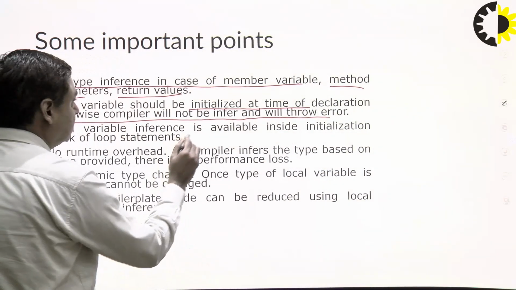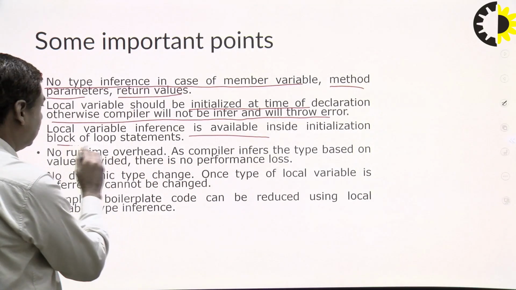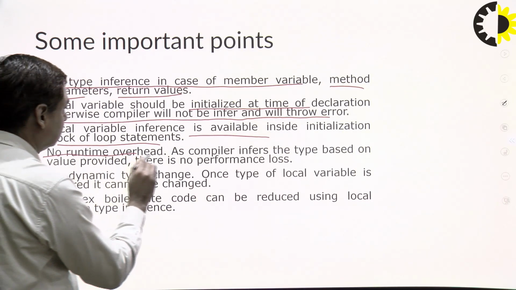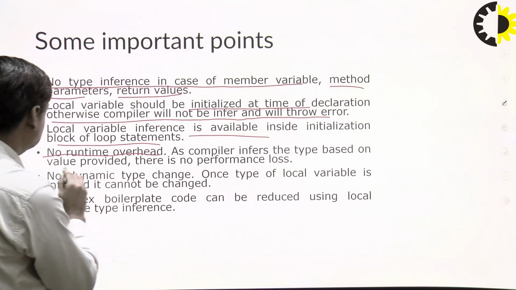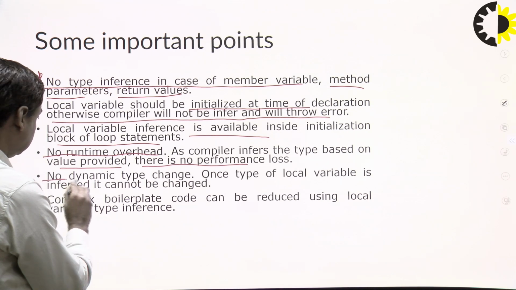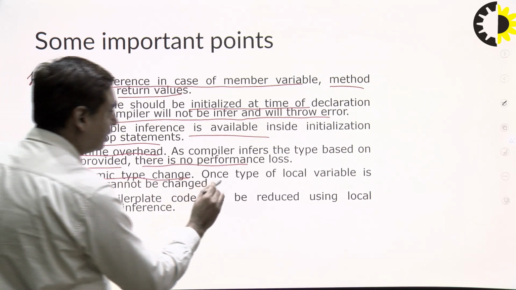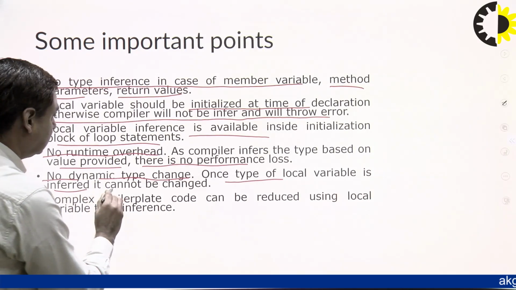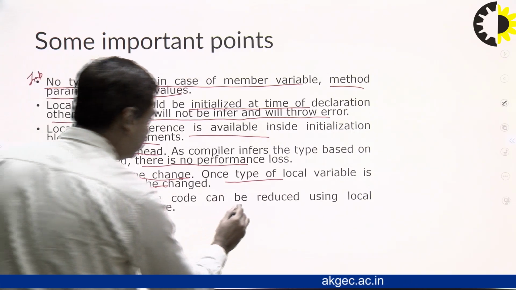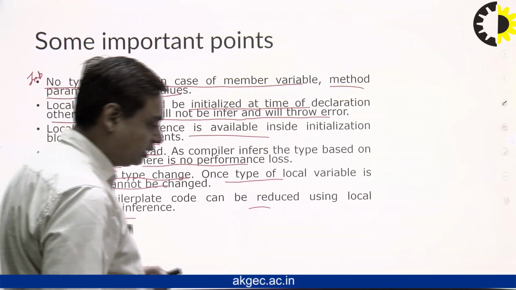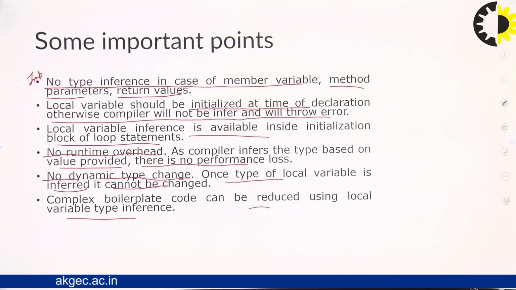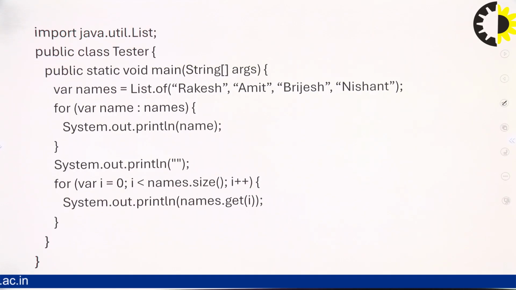Local variable inference is available inside the initialization block of loop statements. There is no runtime overhead, as the compiler infers the type based on the value provided. There is no performance loss, and no dynamic type change. Once the type of a local variable is inferred, it cannot be changed. Complex boilerplate code can be reduced using local variable type inference. So, these are some important points related to local variable inference. Now see an example.